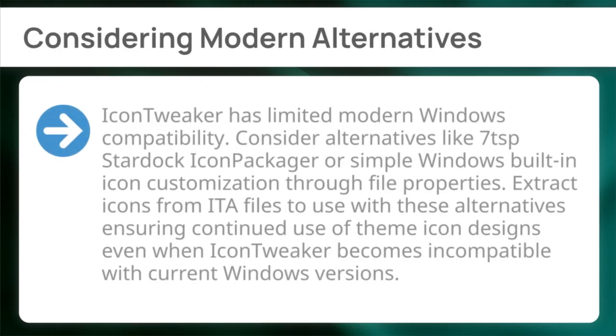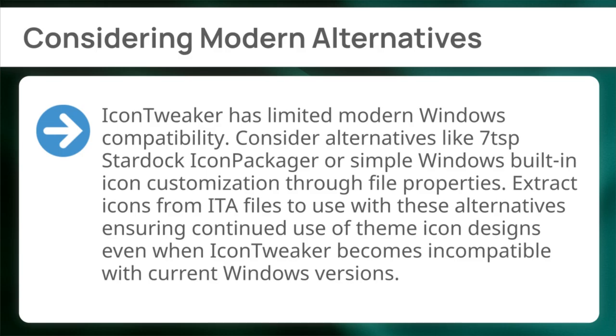Finally, considering modern alternatives. IconTweaker has limited modern Windows compatibility. Consider alternatives like 7TSP, Stardock Icon Packager, or simple Windows built-in icon customization through file properties. Extract icons from ITA files to use with these alternatives, ensuring continued use of theme icon designs, even when IconTweaker becomes incompatible with current Windows versions.